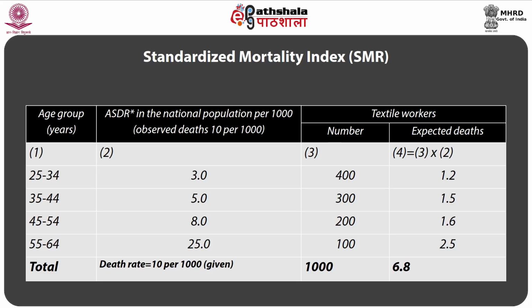Number is given in column 3, and expected number of deaths is calculated: column number 3 multiplied by column number 2 will give you the expected number of deaths, and total expected number of deaths is calculated as 6.8.